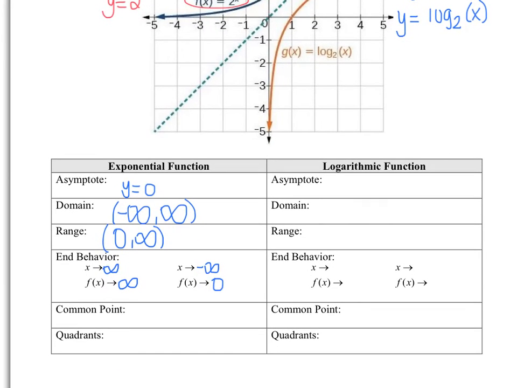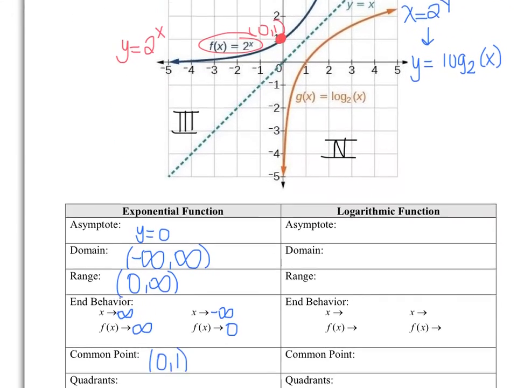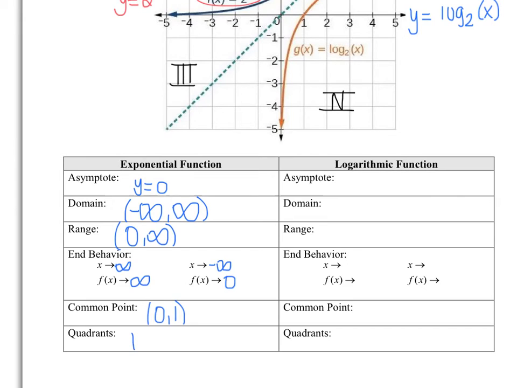So that's what I want you to put here for common point. And the last part is, what quadrants does it go in? Well, these are the quadrants in case you didn't remember. Quadrant 1, quadrant 2, here's quadrant 3, and here's quadrant 4. So an exponential graph, this graph right here, uses just quadrants 1 and 2. So we're going to put that here, quadrants 1 and quadrants 2.